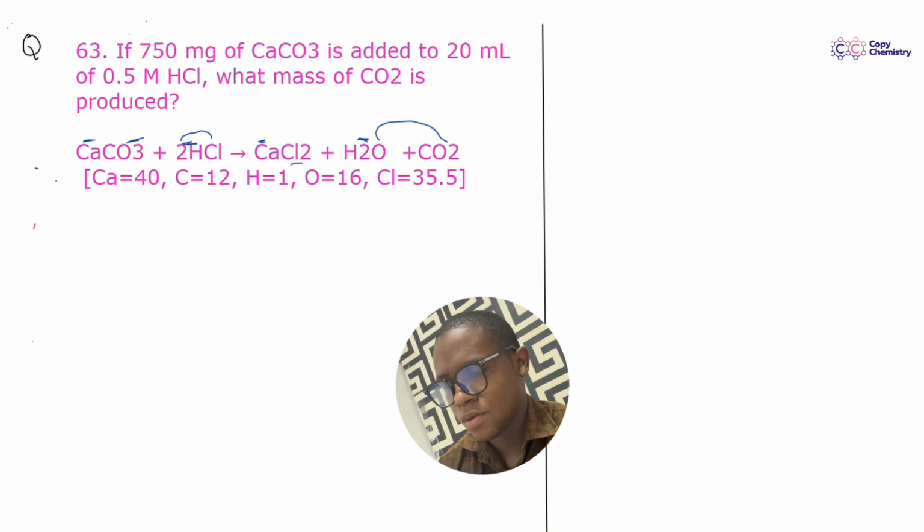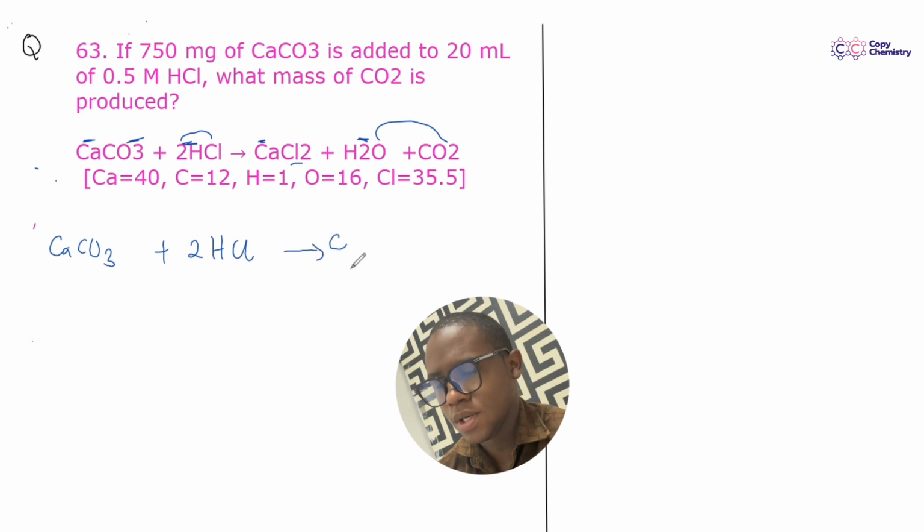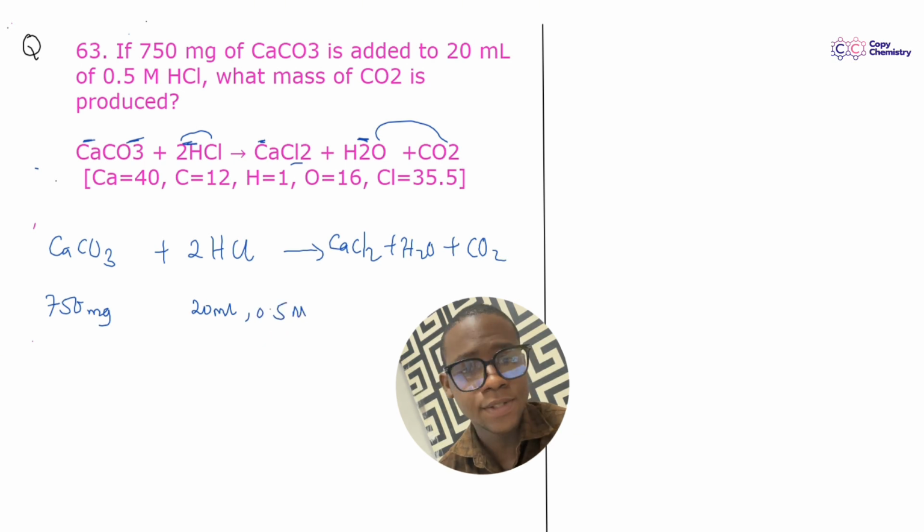So after that, we'll then look at what we have. CaCO3 and HCl, and then we have our products: CaCl2, H2O, CO2. Now we can see here that 750 milligrams of CaCO3 was added to 20 ml of 0.5 molar HCl. Let's figure out what the moles is, okay?